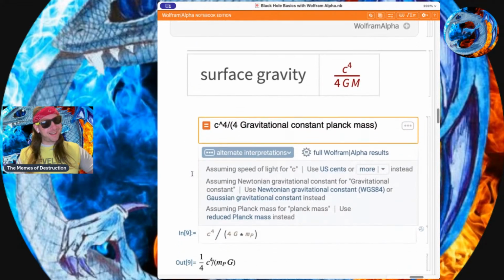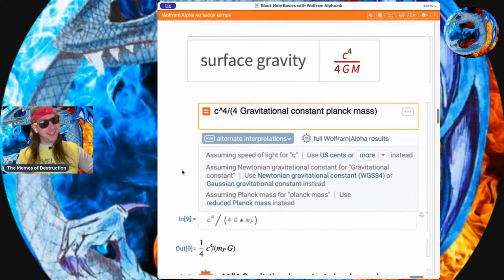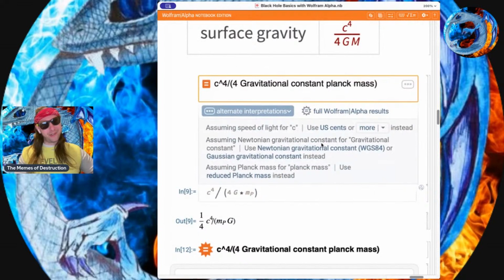Anytime you get a number like that, all right, surface gravity. What do we got here? All right, so we're kind of doing a little bit of an inversion. So we got c^4 on top, speed of light to the 4th. We're dividing it by 4, which is interesting. Newton's gravitational constant times our mass thingy there. So we throw in the Planck mass there. Okay, I confirm it's expressing in the right ways.